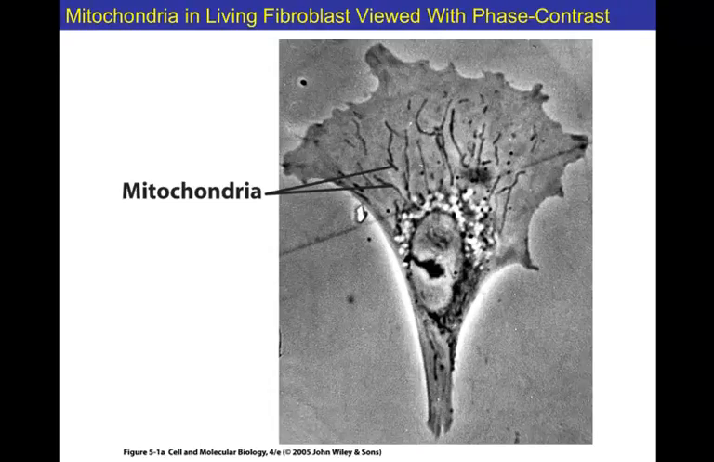Here you see mitochondria in a living cell, a living fibroblast, viewed with phase contrast microscopy, and you can see that they're much longer than you usually think about when you see the little sausage-shaped mitochondria, and that's because they can fuse together and then separate as well. They are much more dynamic than we've been led to believe, as I mentioned just a few minutes ago.